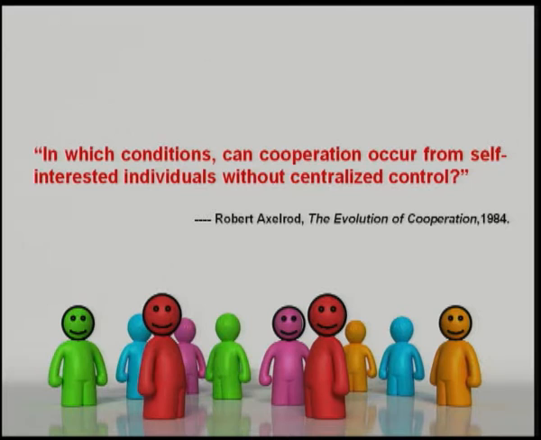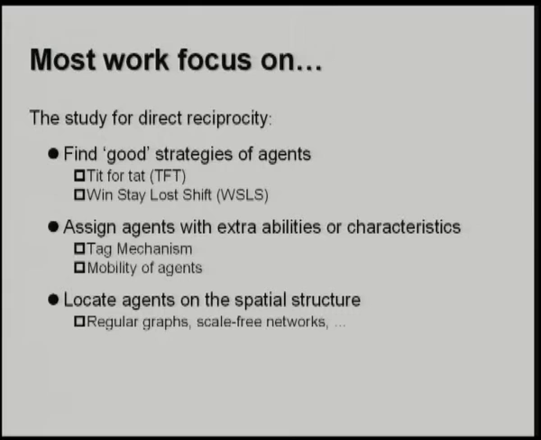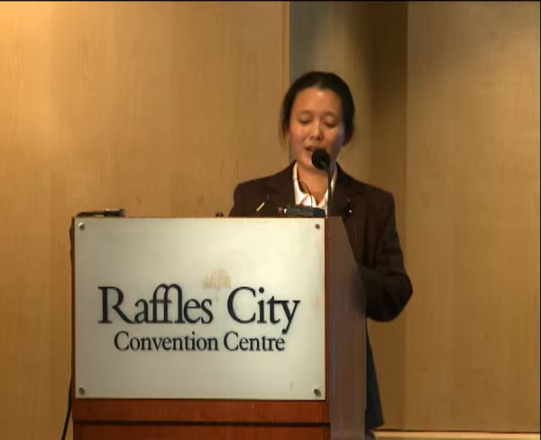In Robert Axelrod's book, he asks a question: in which conditions can cooperation occur from self-interested individuals without centralized control? Most people working on this problem focus on three types. The first is to find good strategies for agents, and the second is to assign agents extra abilities, like having a tag or being able to move. The third type is to locate agents on a network structure, regular network, scale-free network, and to see which structure will encourage cooperation. They are all about how to design the system.